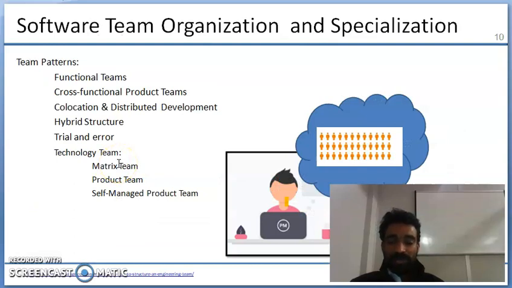And coming to team organization, there are different types of team organizations that can be followed. Here you can see the manager thinking of the skill set that he has, having the requirements from the previous slides, having decided about the design phases. Now he has to organize his team. Here comes the team organization. There are different kinds of teams: the functional team, the cross-functional teams, the collaboration and distribution development, and the hybrid structures. And in the technological teams, there are the matrix team, product team, and self-managed product teams.